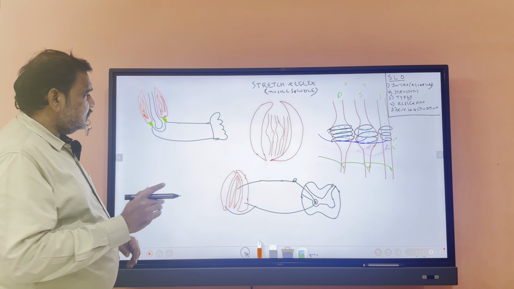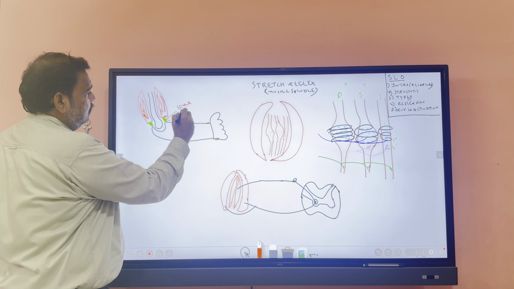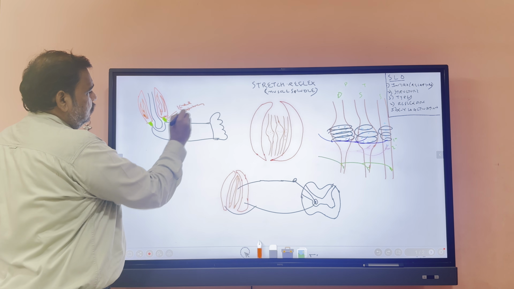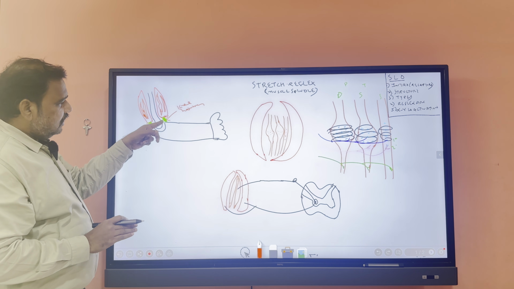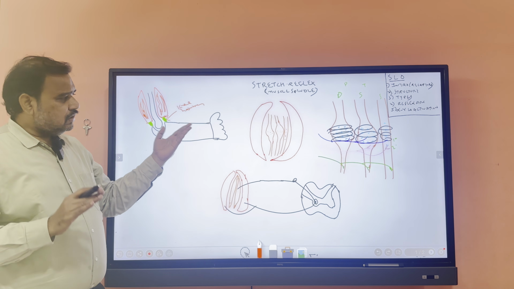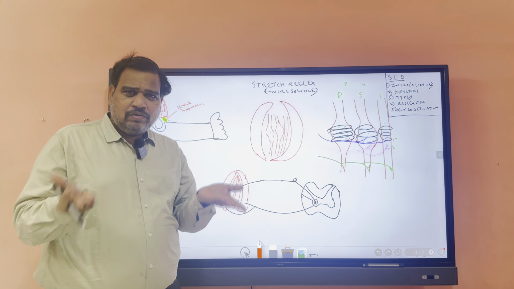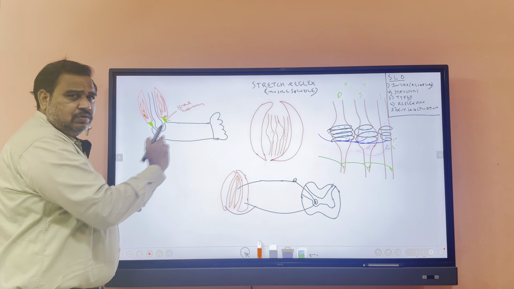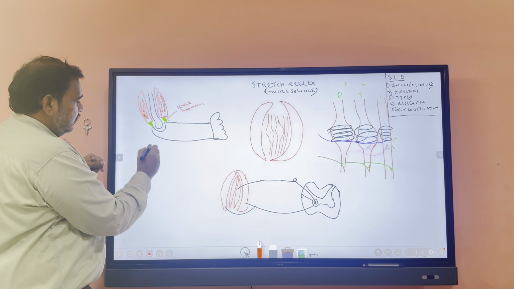Just concentrate. Imagine I am using a knee hammer. This is the humerus, biceps, triceps. When I strike the tendon of the biceps, what is expected? Flexion of the elbow. That is the reflex. Just imagine, all of you might have done this in physiology practicals and in day-to-day clinical practice also. When I want to check the biceps jerk, what do I do? I strike the tendon of the biceps.